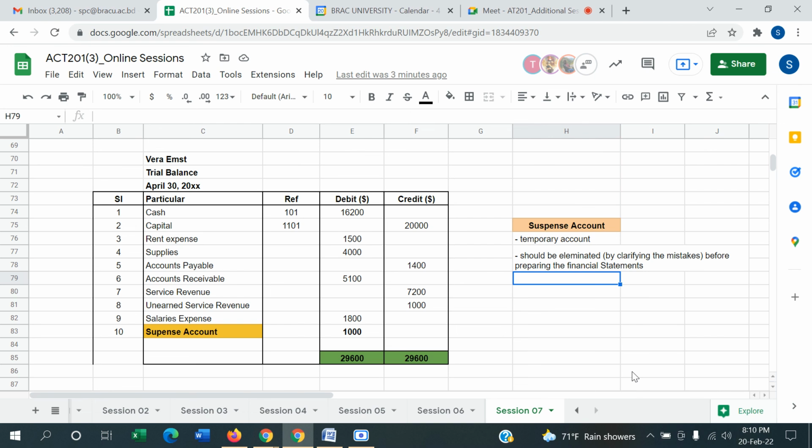Sir, how do we clarify the mistake? Do we do the trial balance again? Basically, we have to show a rectification journal. We'll see it later on. One thing you should keep in mind in accounting: whatever you are doing, you have to do it through a journal. So whenever you are finding any mistakes, you have to rectify it through another journal. So it will be clarified.